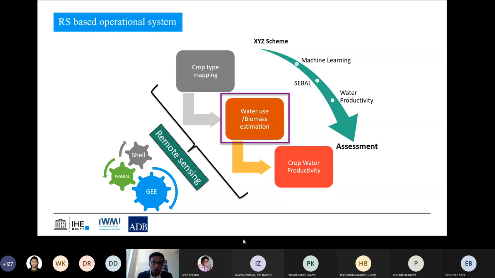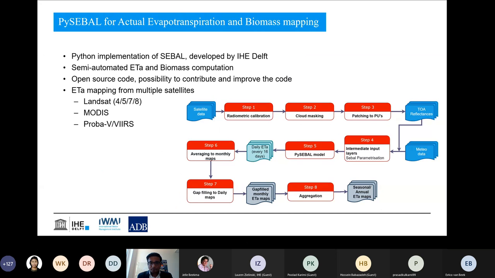So when we look at water use and biomass estimation, we use something called SEBAL, which Pulad briefly mentioned, the energy balance model from Bas Janssen. We used a package called PySEBAL, which is a Python implementation of SEBAL developed by IHE Delft. It's a semi-automated actual evapotranspiration and biomass computation. It's open source code available in GitHub. The figure demonstrates a brief of various steps implemented in this library, where we can obtain actual evapotranspiration for the date of acquisition of these different satellites.